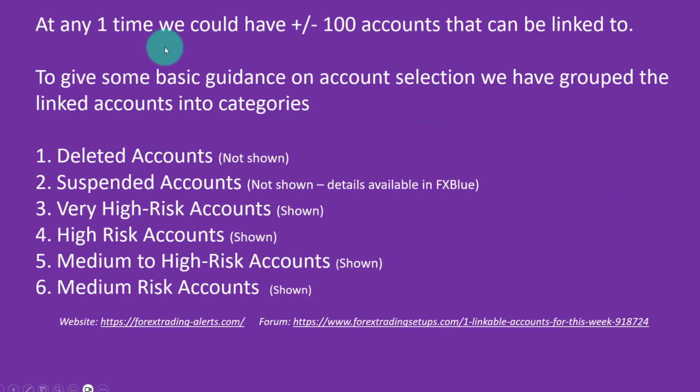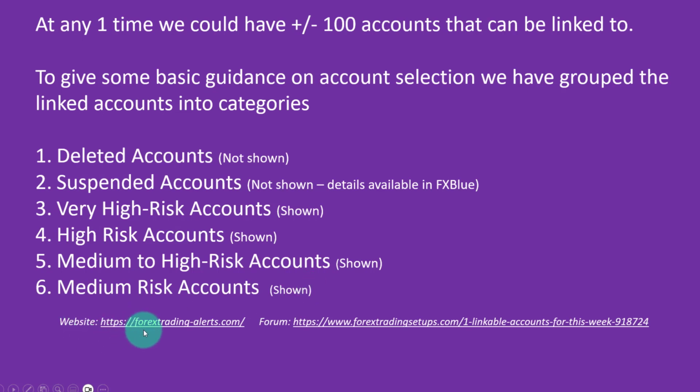So at any one point, we could have up to 100 accounts that you can link to. To give you some basic guidance on account selection, we have grouped the linked accounts into categories based on risk. And there are 6 such categories. The first one is deleted accounts, and that's not shown. I'll go into that in a bit more detail. Then the second one is suspended accounts, not shown in the actual list, but the details are available on FX Blue. Then there are the very high risk accounts. Those are shown. The high risk accounts, as you've seen, those are shown. And the medium to high risk accounts that are shown. And then the medium risk accounts. And as I've mentioned, those are most probably the ones that you want to favor.